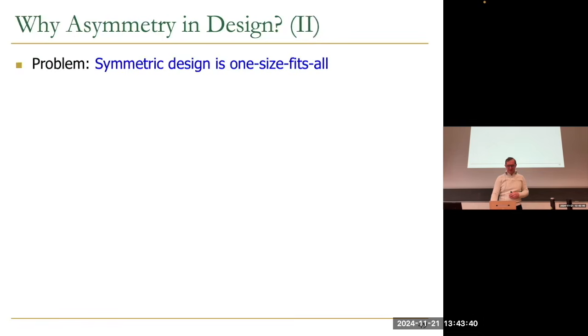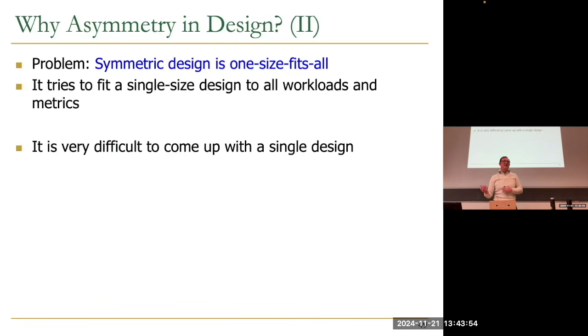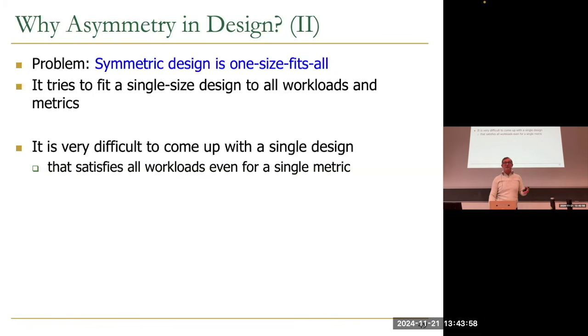Okay. So basically, the problem with symmetric designs is it's really trying to fit everything into one type of design. One size fits all. I already said this. To all workloads and metrics, you're trying to fit that design. But it's very difficult to come up with a single design that satisfies all workloads, even for a single metric. So assuming you don't care about any other metric but performance, a single design is still not good enough.